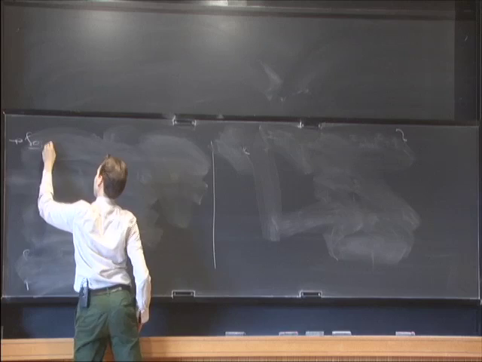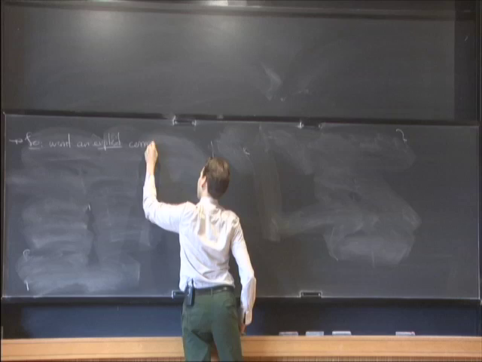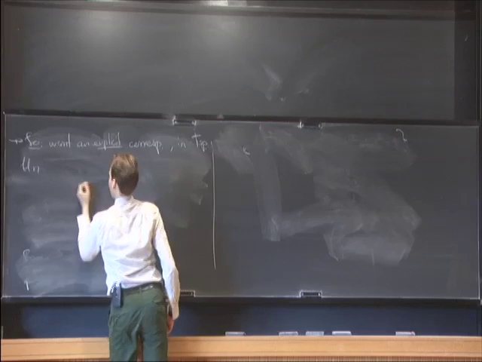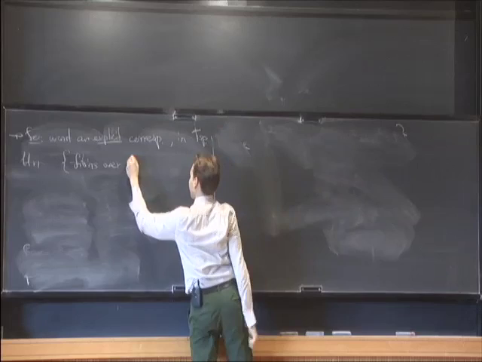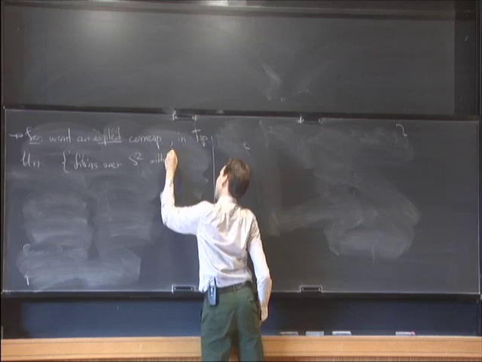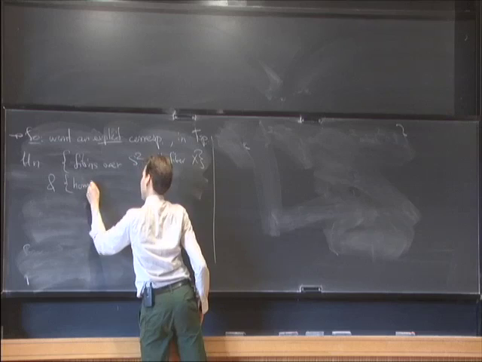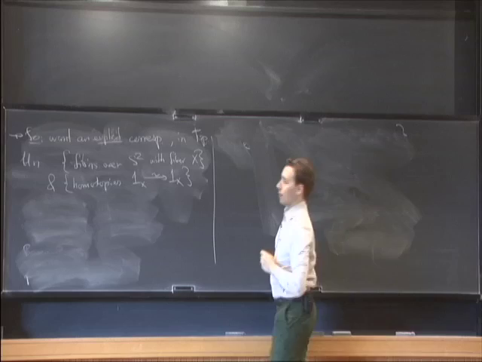So we want an explicit correspondence in the topological world between fibrations over S2 with a given fiber X and homotopies from, let's move now to a more traditional notation, homotopies from the identity on X to itself.